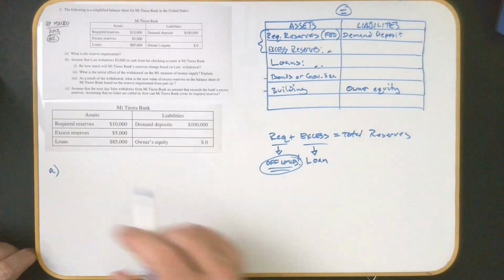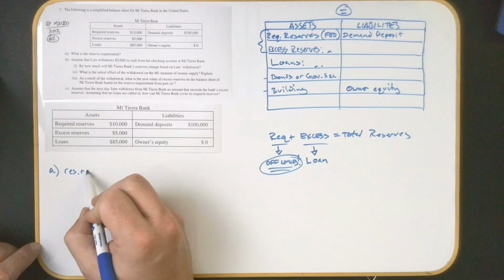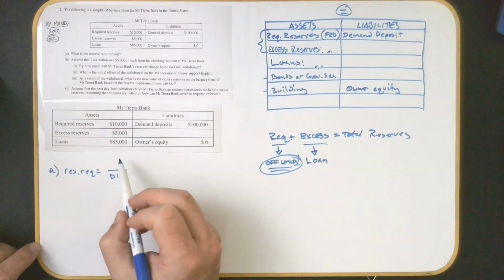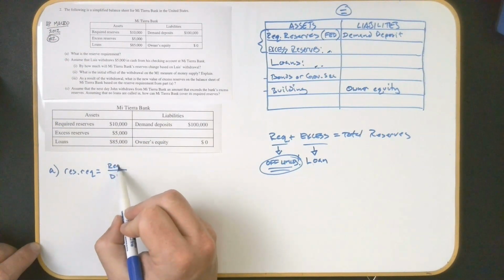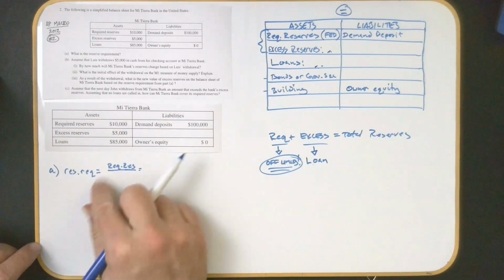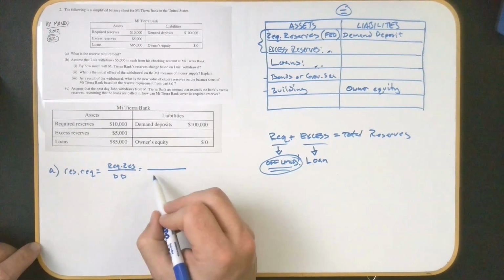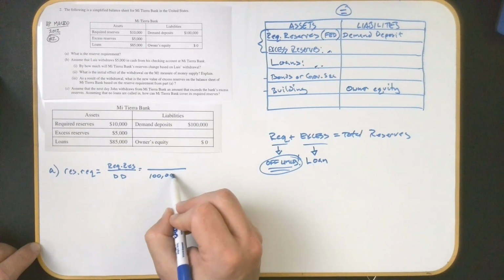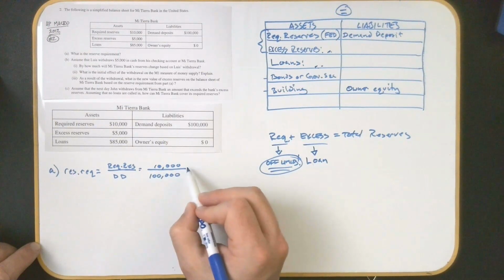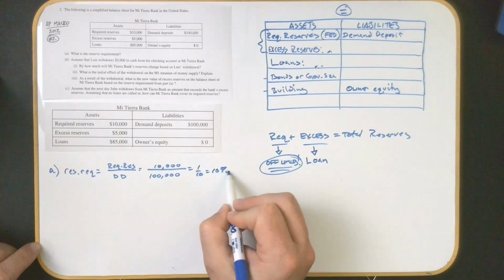Okay. And now let's see what they want to know. What is the reserve requirement? Well, the reserve requirement is always going to equal the required reserves divided by the demand deposits. This is usually one of the easiest parts of the question. So you just look at this and say, oh, well, the demand deposits, according to the balance sheet, is 100,000. Required reserve is 10,000. Simple. It is 1/10, which is 0.1, which is 10%.